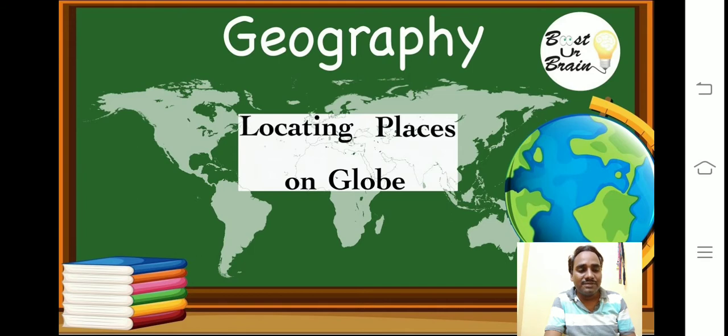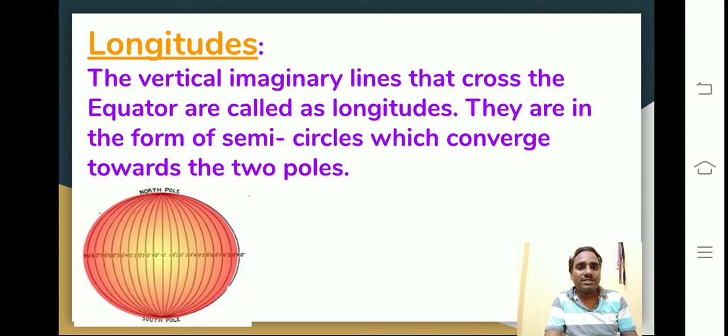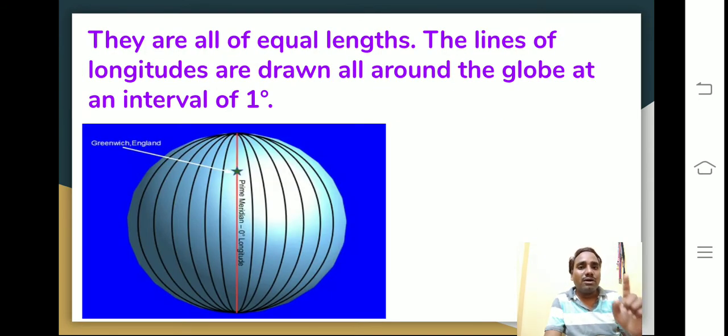In the previous period we studied latitudes, and today let us discuss longitudes. What are longitudes? The vertical imaginary lines that cross the equator are called longitudes. They are in the form of semicircles which converge towards the two poles. They are all of equal lengths. The lines of longitude are drawn all around the globe at an interval of 1 degree.